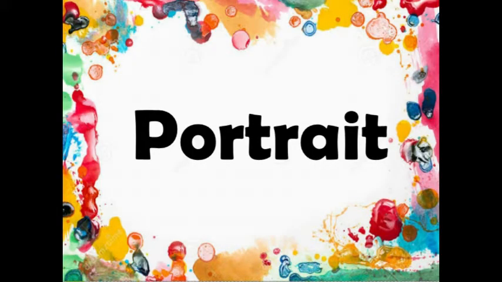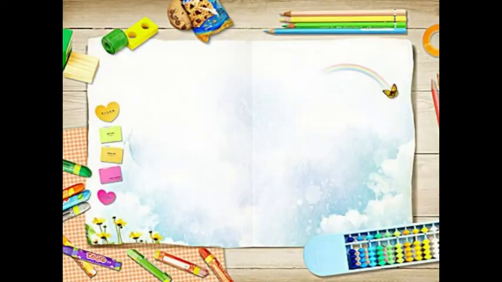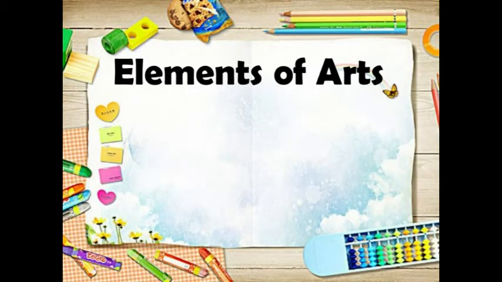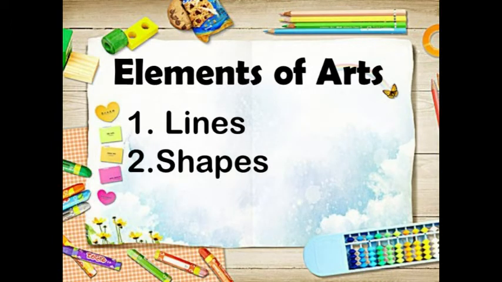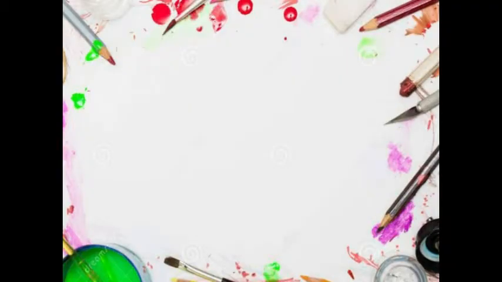But before that, let us know first the elements of arts. Elements of arts are used by the artists to communicate and to beautify their artworks. And there are a lot of elements of arts, but now we are going to talk about the three elements of arts, which are the lines, shapes, and the colors. So let us talk about first the lines.